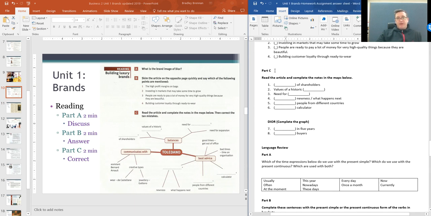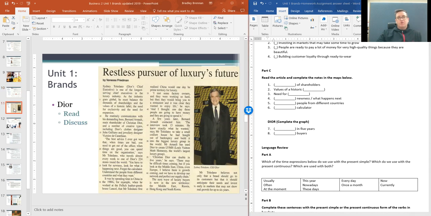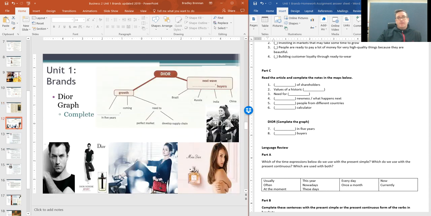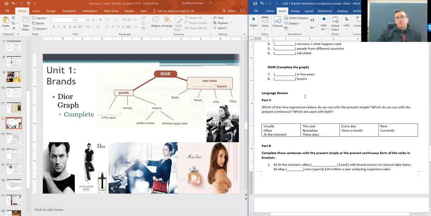So here you look at this map. Number one is here, blank of shareholders. Look back at the article and find the missing word or information that goes in here. You'll see there's 1, 2, 3, 4, 5, 6. There's 6 answers there. And then that's the article that you need to read. And here, that's the complete the Dior graph. So when they're talking through that article about Dior, it shows information here and here. So the answers you need to put for 7 and 8 are here.